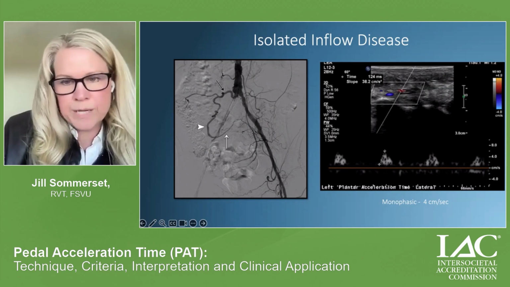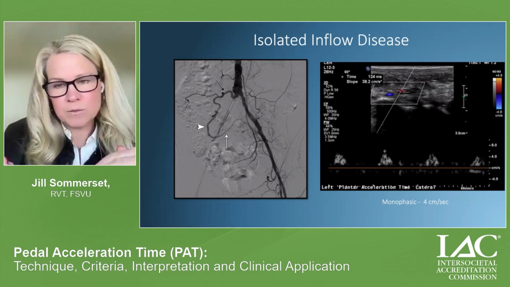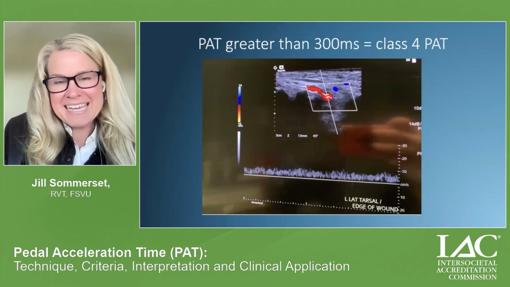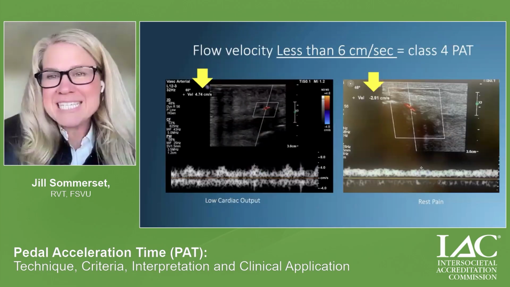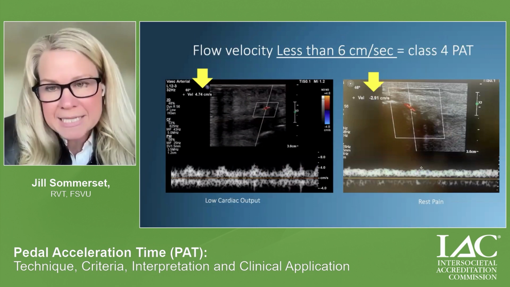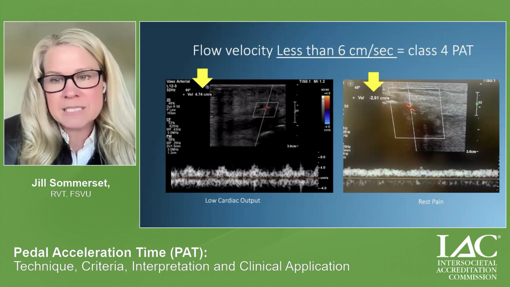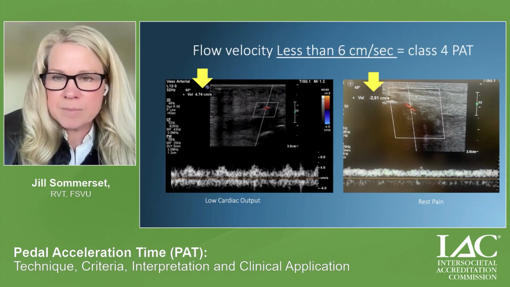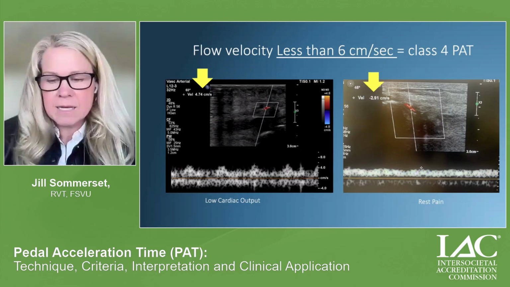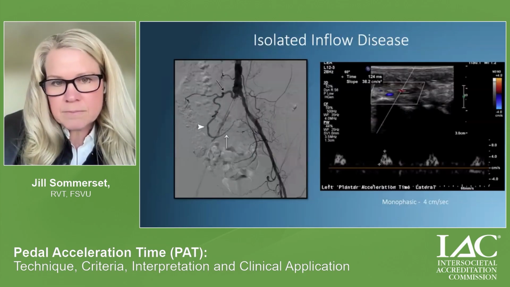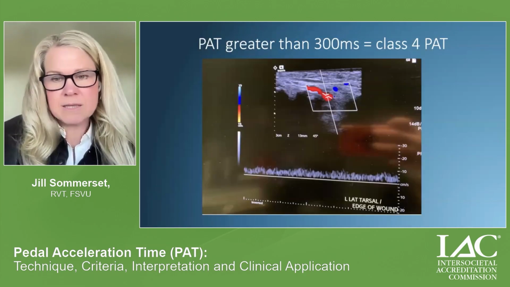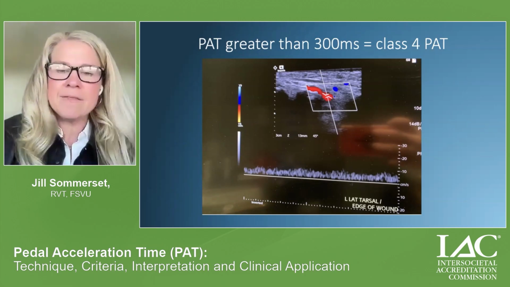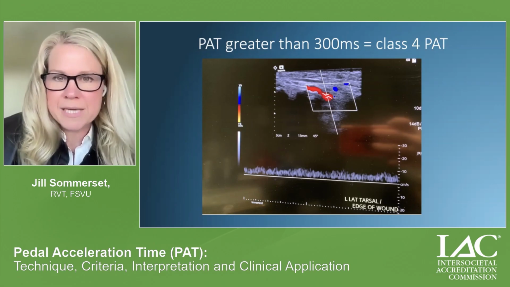So in this situation, this patient has a low pedal velocity. And if we look at this velocity, my next slide is going to say, when the velocity is 6 centimeters per second or less, that is automatically class 4. So I don't even measure PAT when the velocity is 6 centimeters per second. It's already in that bucket of class 4. In this situation, this is really bad flow. You can't even measure it. It is just continuous, and this would also be class 4 PAT.